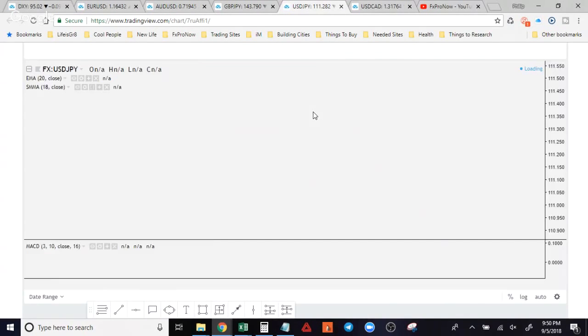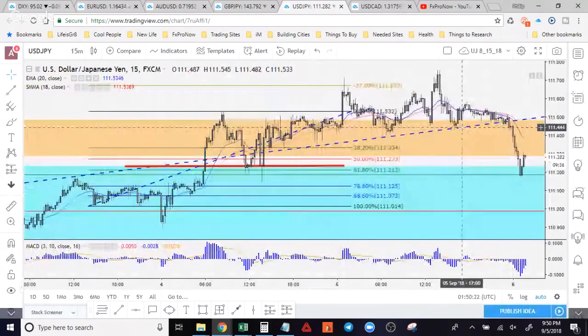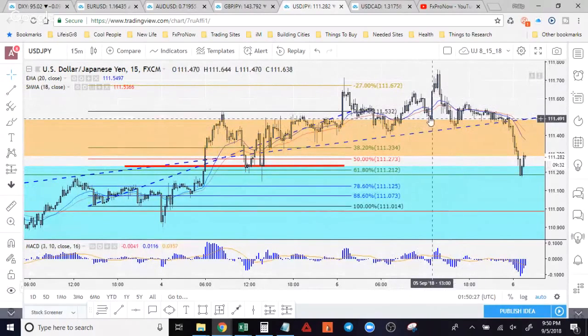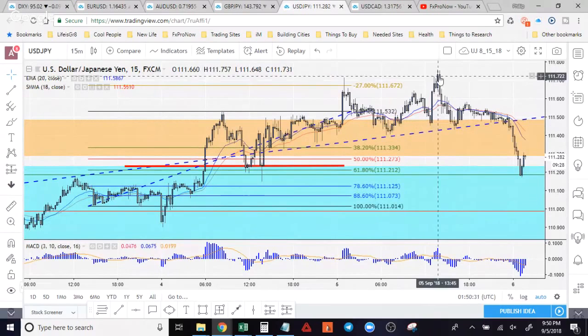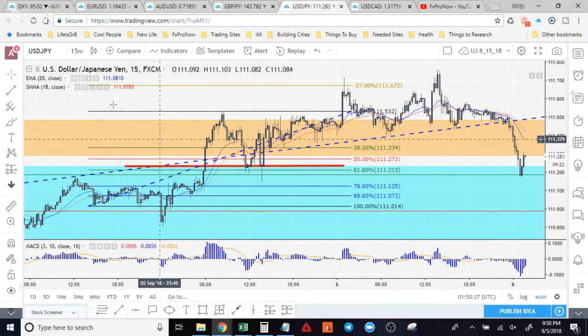All right, now let's go to UJ. I got some pips on this last night. I forgot exactly how much. It wasn't much, like 30 or something like that, on the push up. And then from there, I just kept on moving my stop loss because I was going to sleep. I didn't want to go to sleep on UJ. And then it hit my stop loss area. I think I got like 30 pips or something small like that.